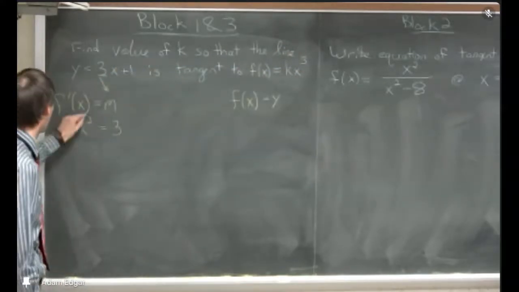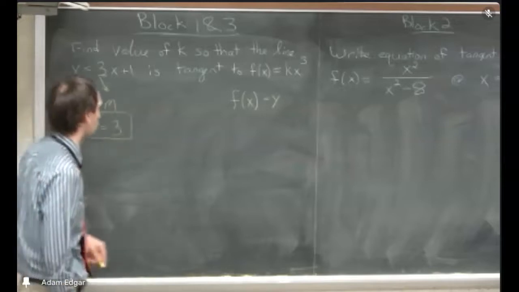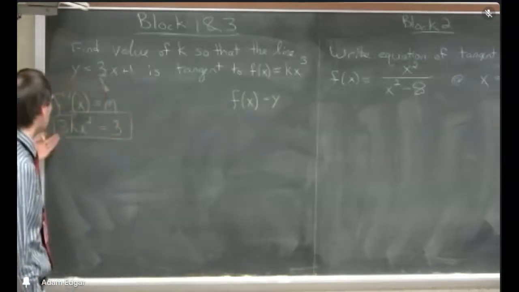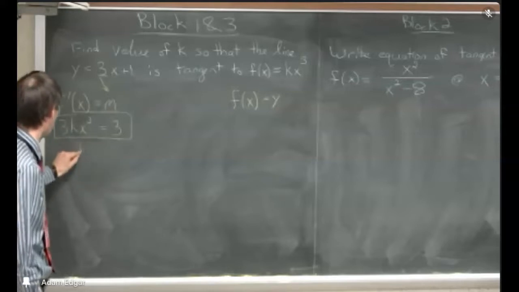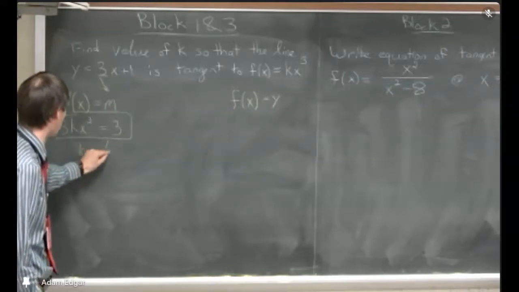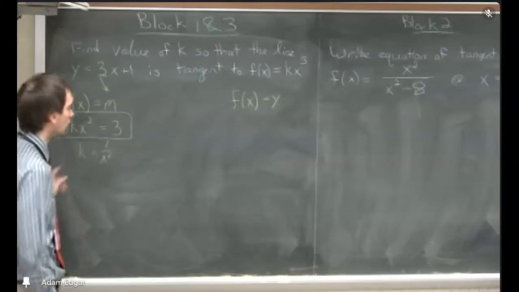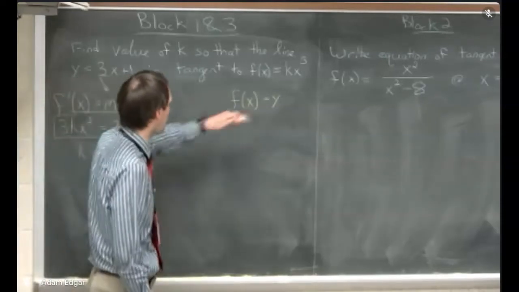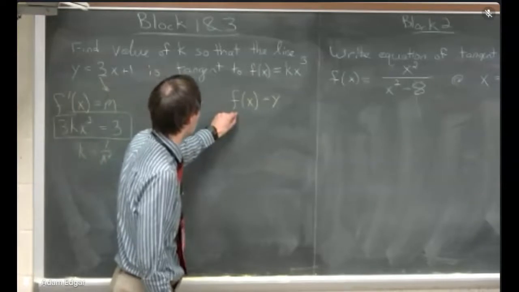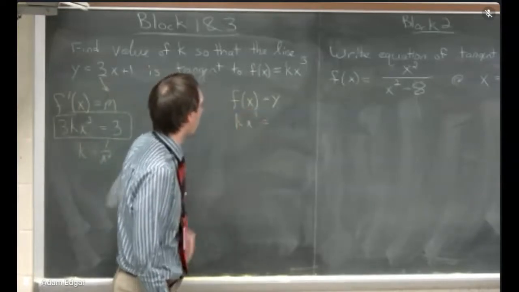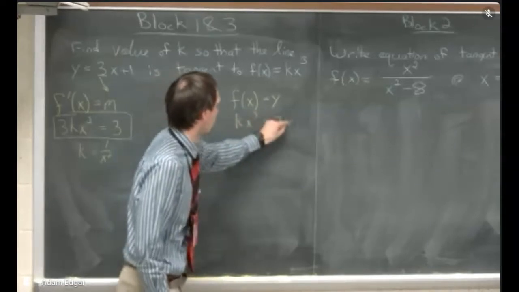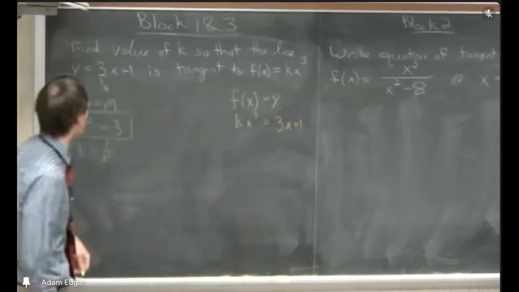So there we've got one equation, and maybe you can solve for k over here. Divide by the 3s and then divide by the x squared, and you get k equals 1 over x squared. Then you come over here. What's f of x? Kx cubed. And what's y? 3x plus 1. Now we know what k is, sort of.